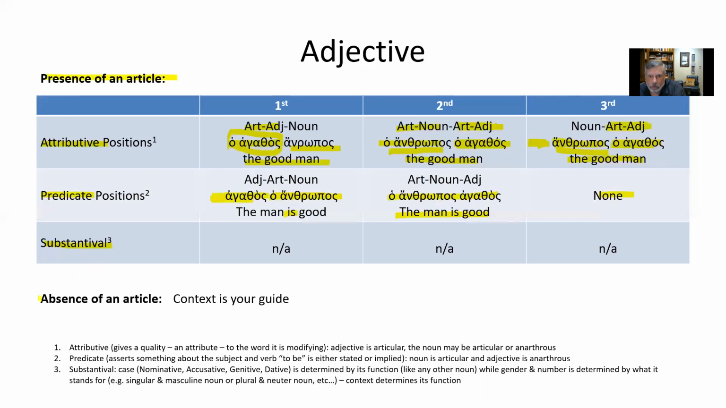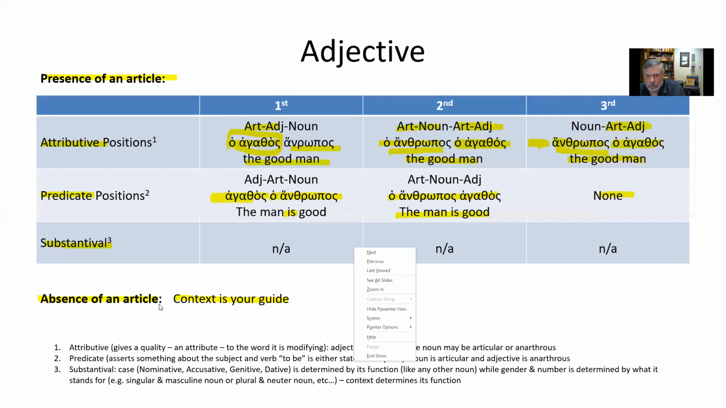When there's not an article, it can be a little more complex, but context is your guide. You're going to find the exact same thing. It's either going to function in the attributive position. It could say agathos anthropos without the article. Well, it's either going to be the good man or the man is good. You won't know except by context to be your guide. It's either going to be predicate or attributive if neither one has the article. And that's really all I can say about that.